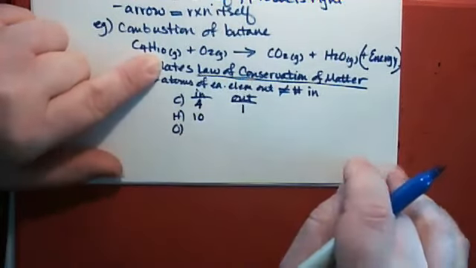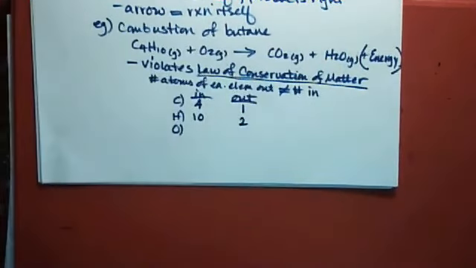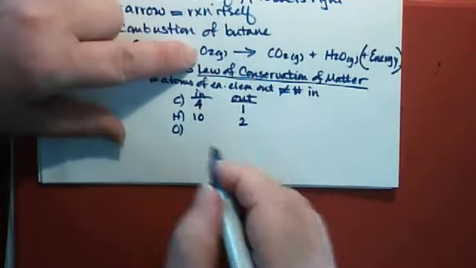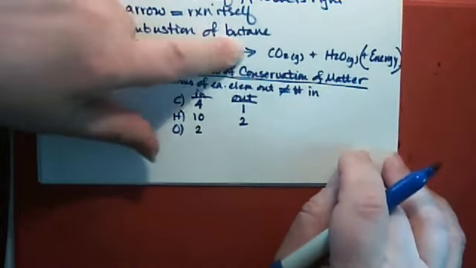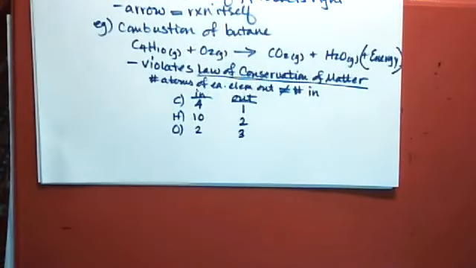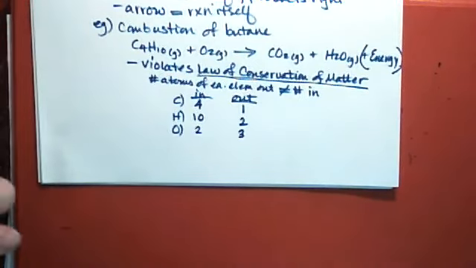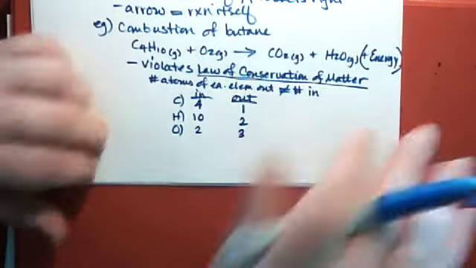Hydrogen, we've got 10 going in and only 2 coming out. Each H2O molecule has 2 hydrogens in it. So 8 hydrogen atoms have disappeared into nothing. And for oxygen, we have 2 going in and 3 coming out. So we've created an oxygen atom out of nowhere. And that cannot happen. So we have to balance the equation in order to make it conform to the law of conservation of matter.